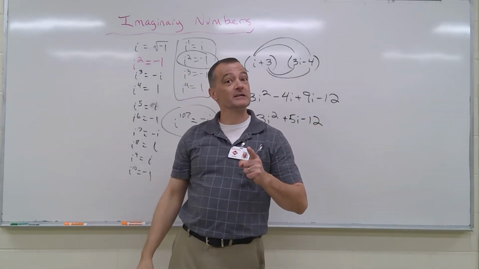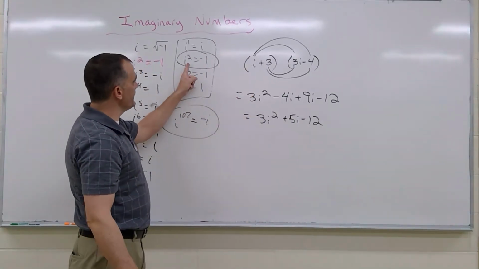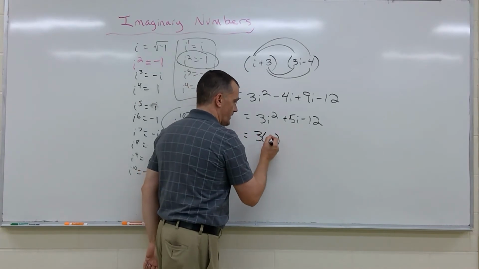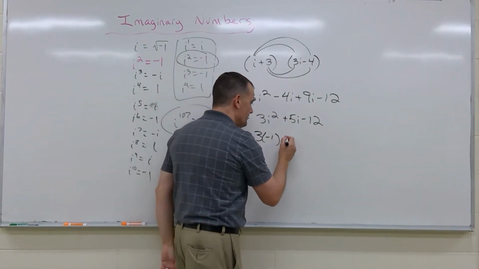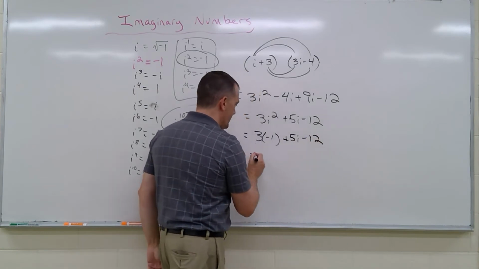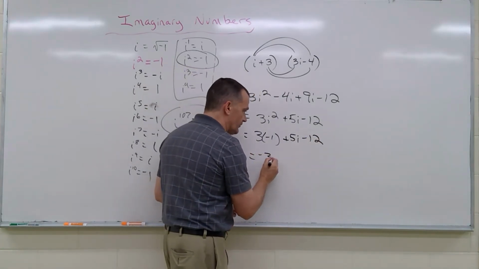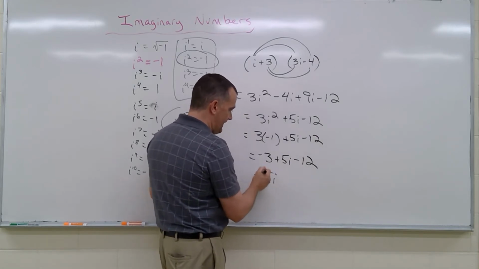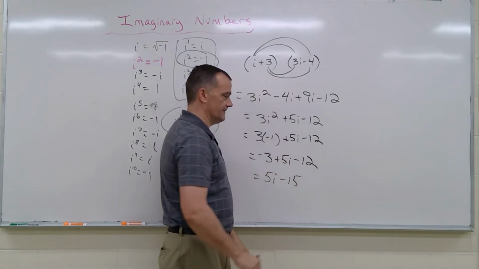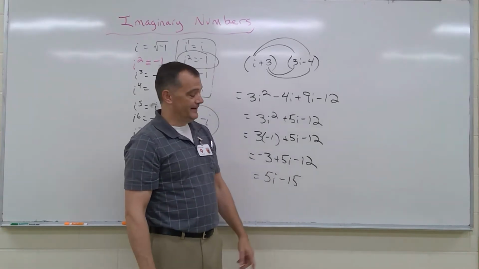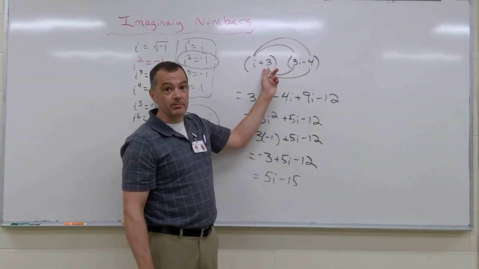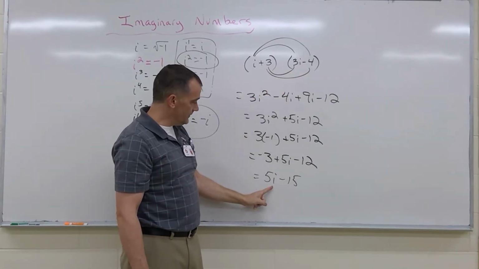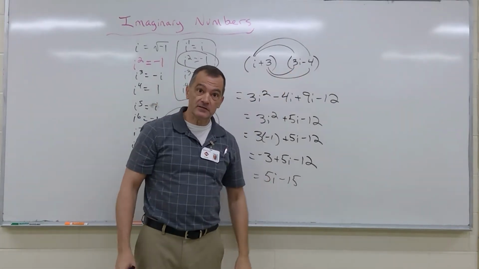But remember what I said approximately 2 minutes ago. It's quite often that we're going to use i squared more often than not. So that i squared is negative 1: negative 3 plus 5i minus 12. So this will be 5i minus 15. So a binomial complex number times a binomial complex number equals a binomial complex-looking number.